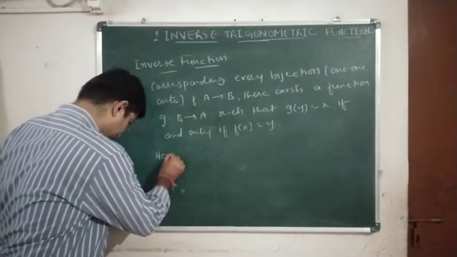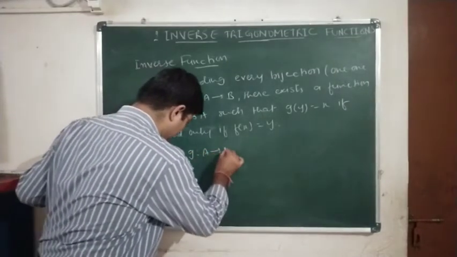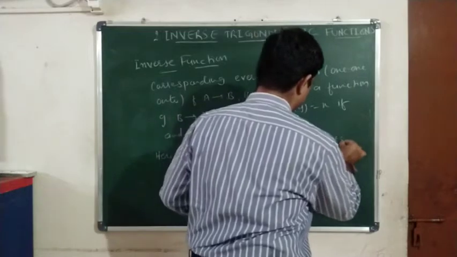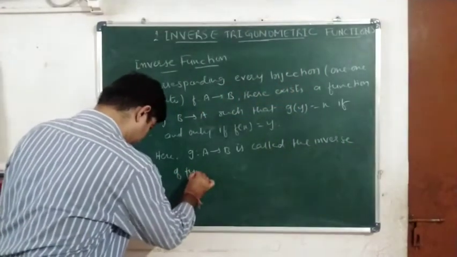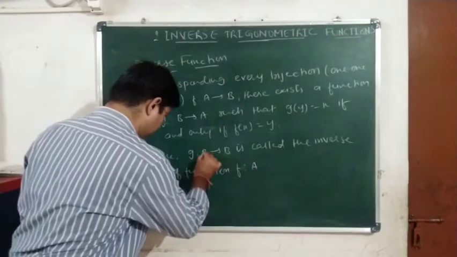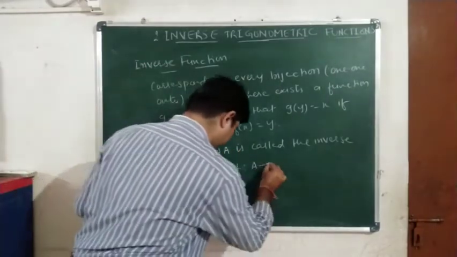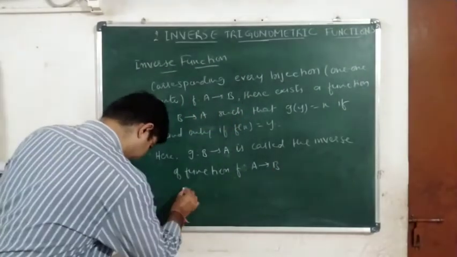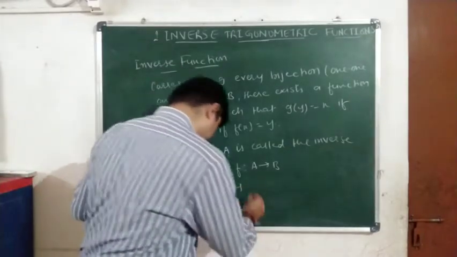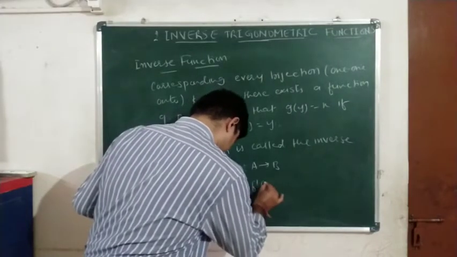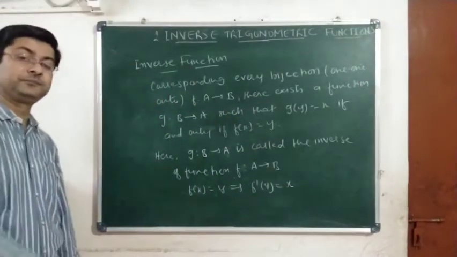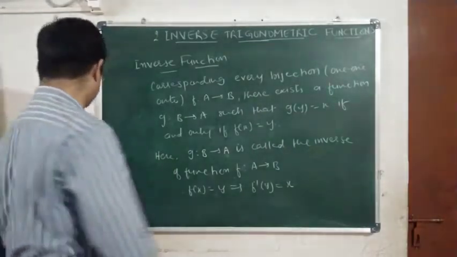Here g from B to A is called the inverse of the function f from A to B. And f of x is equal to y implies f inverse y is equal to x, we can write. Clear? Yes or no? Okay, further.